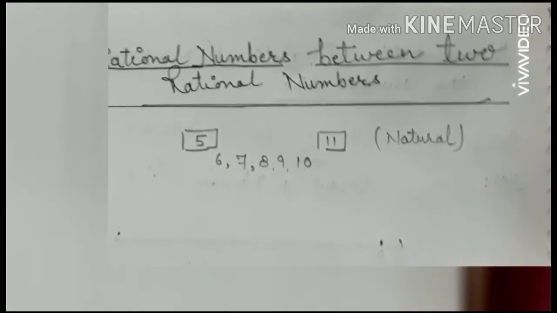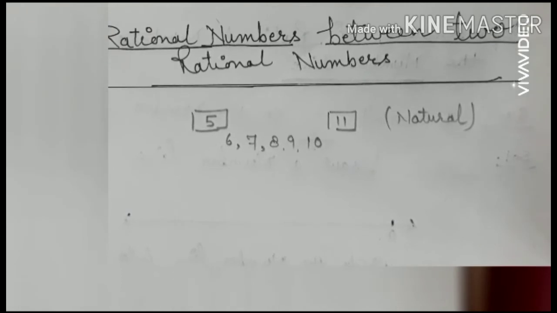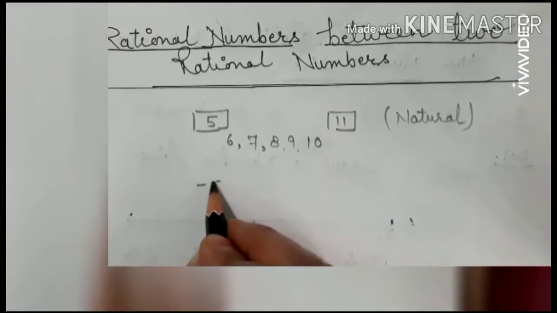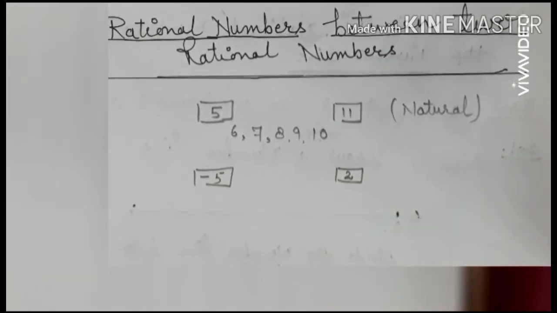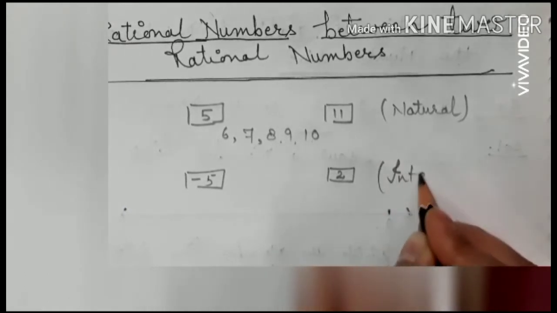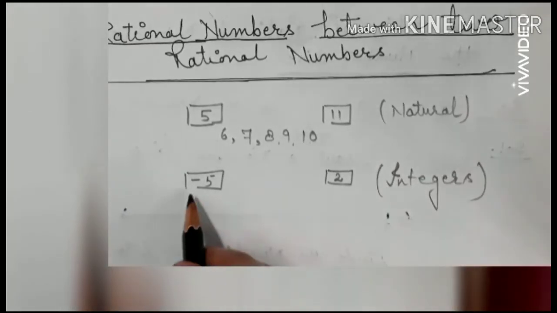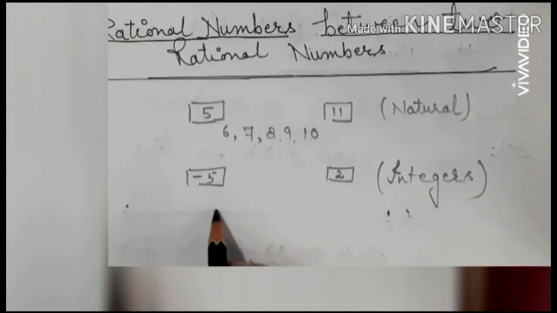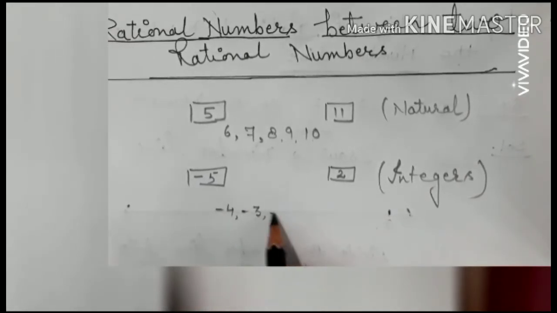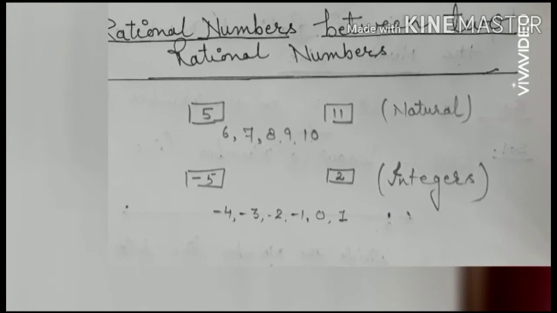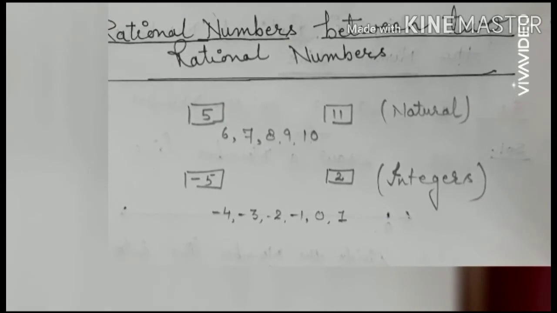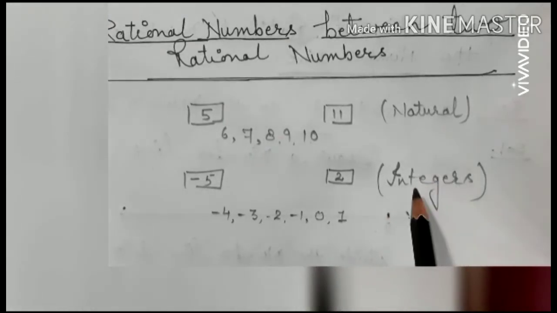Similarly, if I ask you how many integers are between -5 and 2, these are -4, -3, -2, -1, 0 and then 1. You can easily count again. These are 1, 2, 3, 4, 5, 6. These are the simple cases for natural numbers; you can also take whole numbers, and integers.